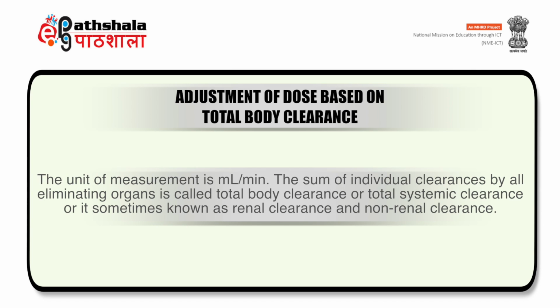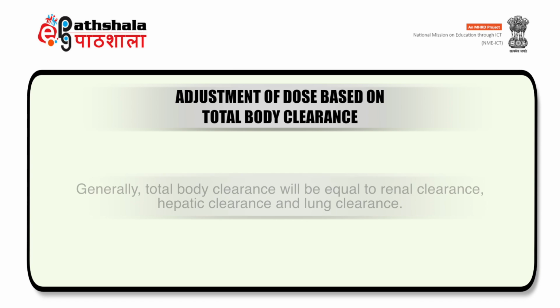The unit of measurement is milliliter per minute. The sum of individual clearances by all eliminating organs is called total body clearance or total systemic clearance. It is sometimes also known as renal clearance or non-renal clearance. Generally, total body clearance will be equal to renal clearance, hepatic clearance and lung clearance.